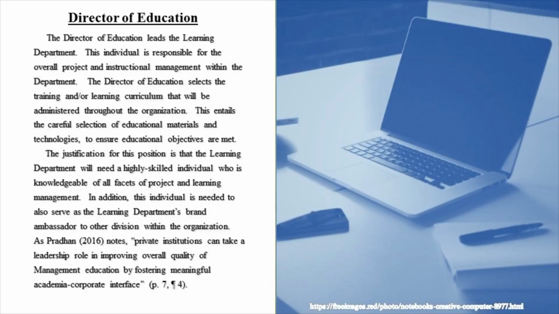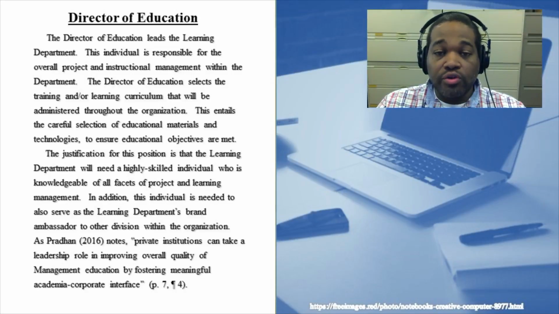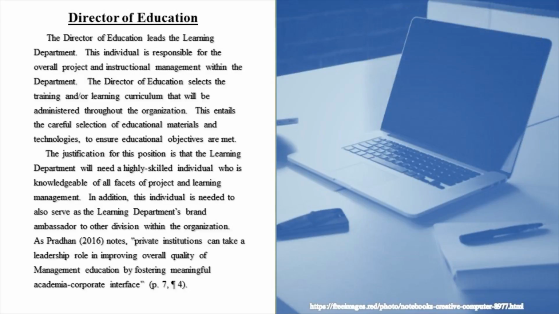The Director of Education leads the learning department. This individual is responsible for the overall project and instructional management within the department. The Director of Education selects the training and/or learning curriculum that will be administered throughout the organization. This entails the careful selection of educational materials and technologies to ensure educational objectives are met.